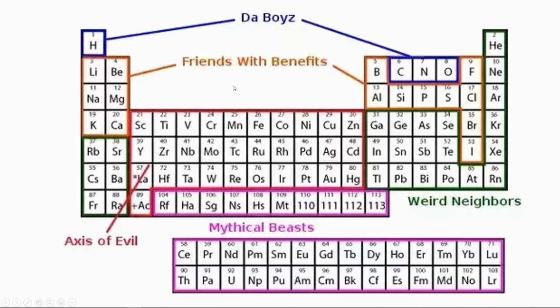The rest of the periodic table, the transition elements, we're going to use them occasionally. Some of these weird neighbors we will really scarcely use, and then the mythical beasts we probably won't be touching on at all.